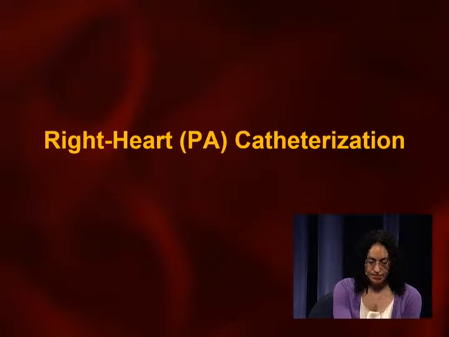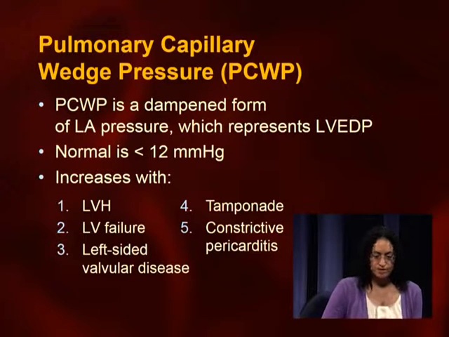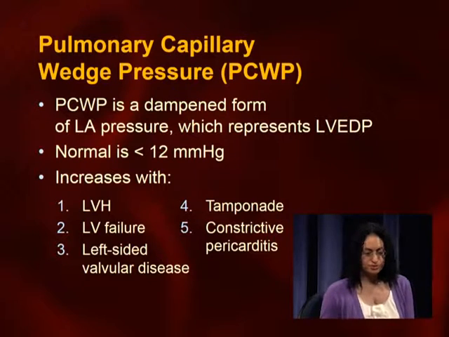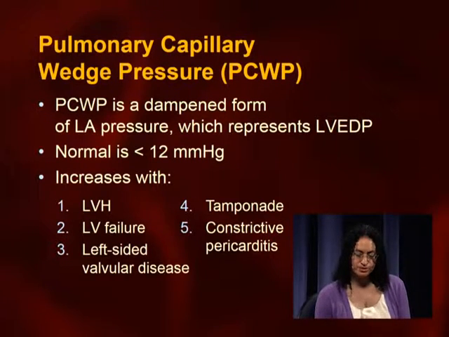Okay, right heart catheterization, also known as PA cath. This is where we get our pressures, our hemodynamic information. So let's start with the pulmonary capillary wedge pressure. So the wedge pressure is a dampened form of the left atrial pressure, which in turn represents the left ventricular end diastolic pressure. So it gives you an idea of how the left ventricle ultimately is functioning.